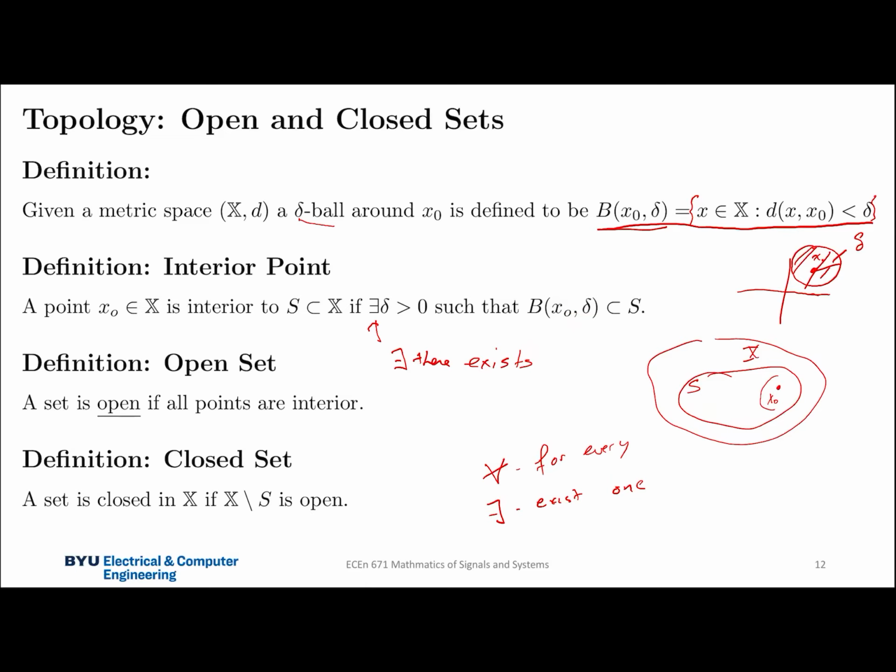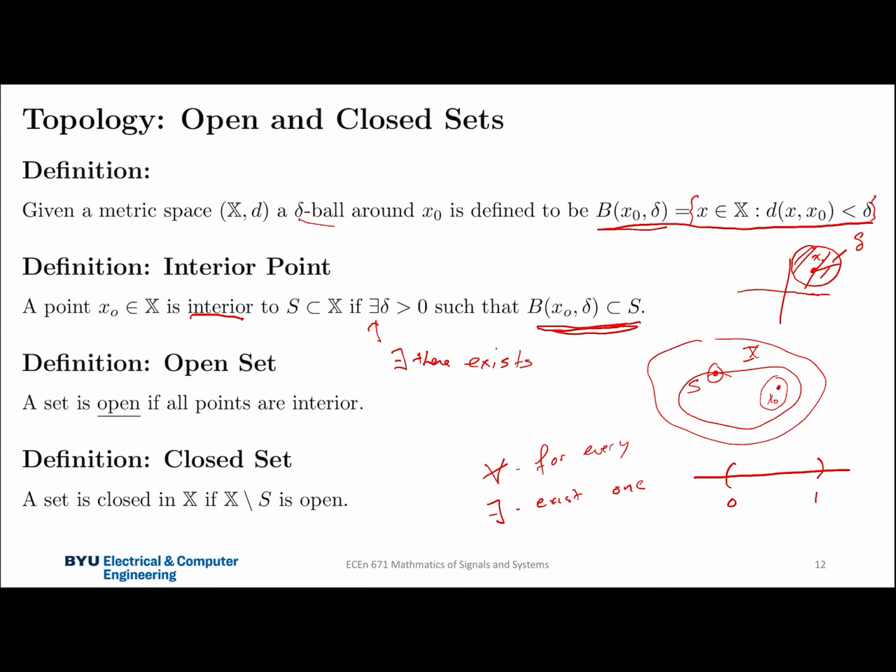Here's x naught. If there's a delta ball around it that is all inside of S. So in other words, if you have a point right here on the boundary, then there's no delta ball around that point that is entirely inside of S. So that's why we talk about it being an interior point, right? It's an interior point if you can put a delta ball around it, and that delta ball is still inside of S.